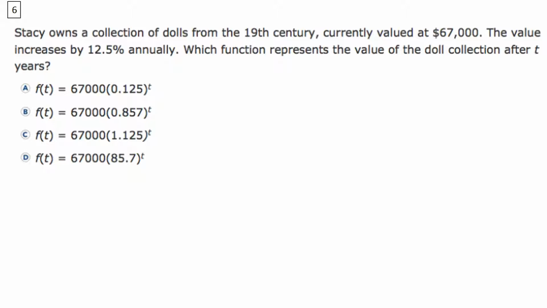Number 6 is another future value problem. FV equals P times 1 plus r to the n. Not so much compound interest as compound appreciation. We could also have depreciation. So let's see. But instead of FV, we're going to use f of t. For the rest of it, we're going to have to read the paragraph.